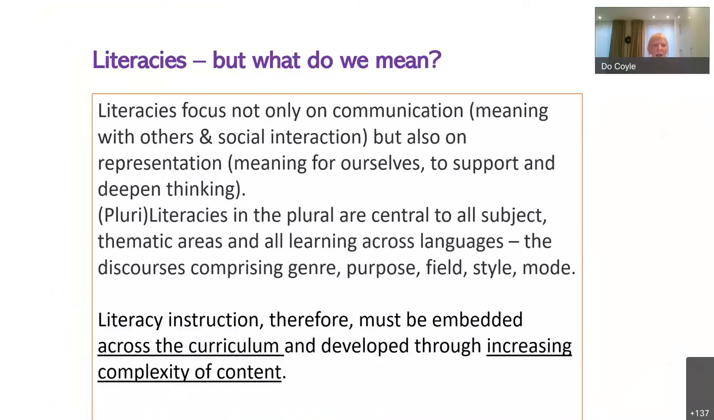So literacies, what do we mean then if we're moving towards pluriliteracies? Well, literacies focus not only on communication, that is, communicating our understanding and our meaning with others, but it's also about our own representation, our understanding, the meaning for ourselves to support and deepen thinking. And in a way, it's a bit like the mantra, how do I know what I know till I hear what I say? And so the more that learners articulate their learning orally or in writing or in movement, the more it becomes clear where the next conceptual positioning comes, or if there are any problems, if there are any barriers, because pluriliteracies in the plural are central to all subject thematic areas and all learning across languages.